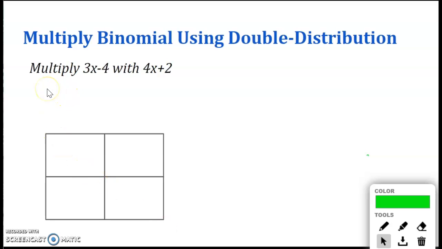All right, so now we're going to try multiplying binomials using the double distribution method. So far you know how to do the area model or the box method, but far better is the distributive method. When you multiply 3x minus 4 with 4x plus 2 using the area model, you said that 4x plus 2 was the length and 3x minus 4 was the width.